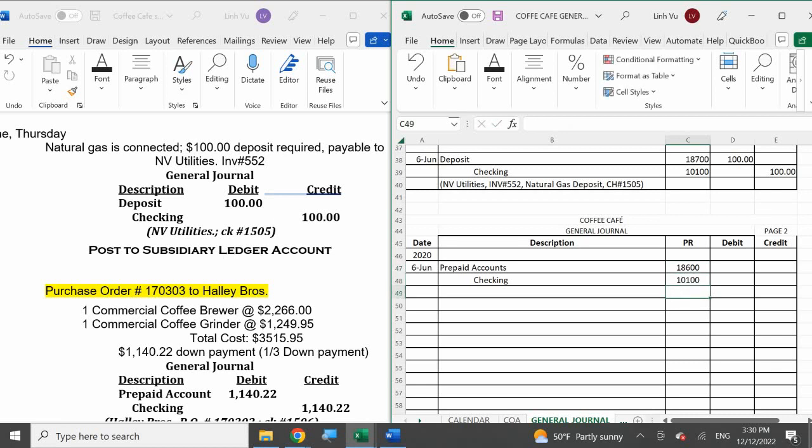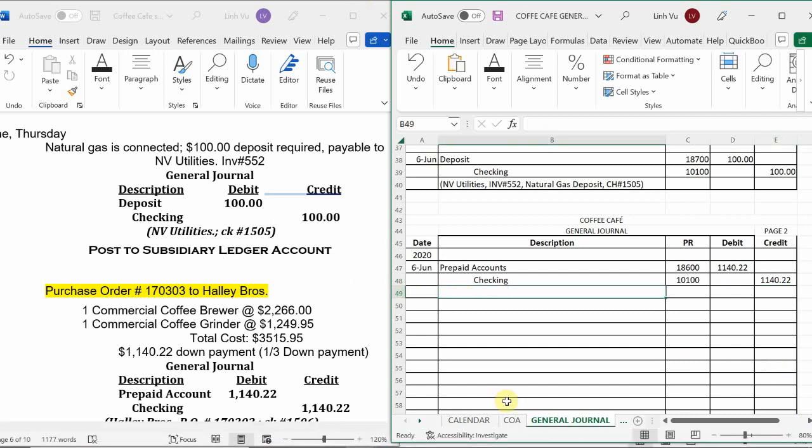Now, in what amount am I making a payment for? The 1/3. The 1/3, which is the 1140.22. Okay? So then I have all the information that I need, right? I know who I cut the check out with, or I know who I'm making the purchase order to, right? It's Hallie Bros. Now, what was the proof of transaction? I didn't receive a bill, but I do have the copy of the purchase order, which that's where they requested the 1/3 down payment from.